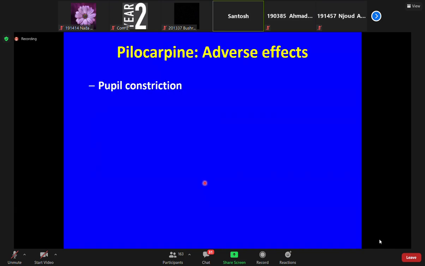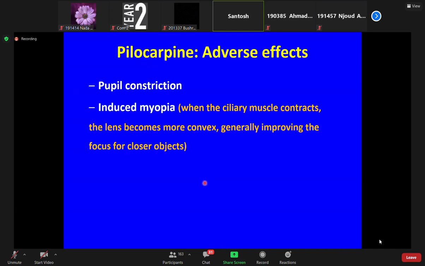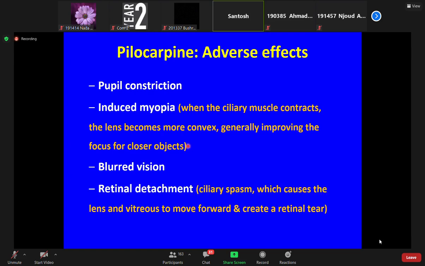So adverse effects: pupil constriction, induced myopia, because when the ciliary muscle contracts, the lens becomes more convex, and that's how it focuses on the closer objects. So induced myopia, and that's why it leads to blurred vision. And if you're giving it frequently and consistently, it will lead to ciliary spasm, which causes the lens and vitreous to move forward, and it will lead to retinal tear and retinal detachment.